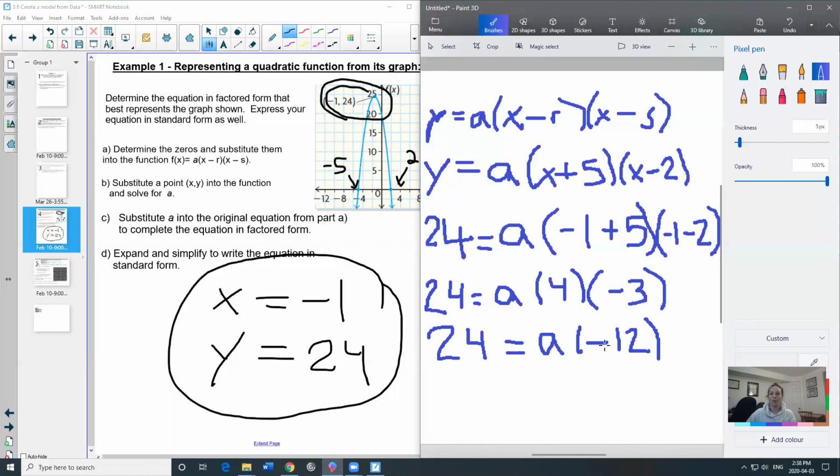Now I have to get the A by itself. So I'm going to take -12 and bring it onto the other side. Because the A and the -12 are being multiplied, when you bring it over, you're going to do the opposite of multiplying. You're going to divide. So this is going to be 24 divided by -12, and that will equal A. Now I'm running out of room at the bottom, but 24 divided by -12, hopefully I can fit this in here. You should get -2 equals A. Okay, so we ended up with our A value.